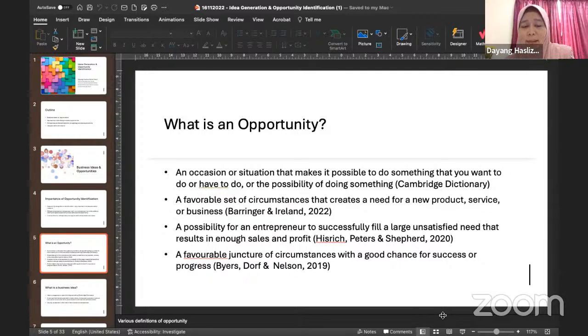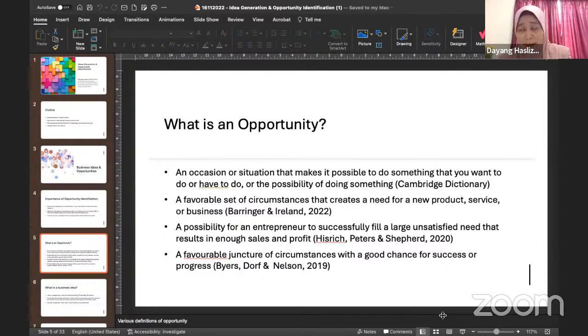And the last bullet says that Byers, Dove, and Nelson say that a business opportunity is a favorable juncture of circumstances. It's a combination, at one point in time, of circumstances with a good chance for success or progress. So it has to have a monetary value. It has to have a chance for success. And it fulfills people's need. So that's what a business opportunity is.